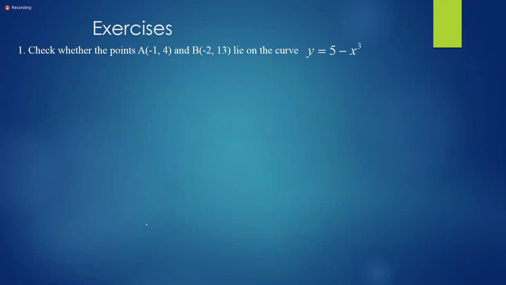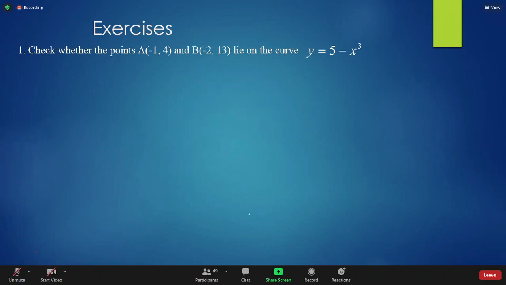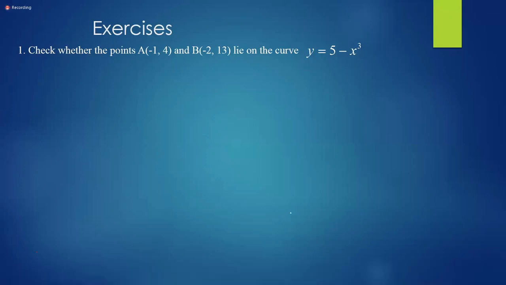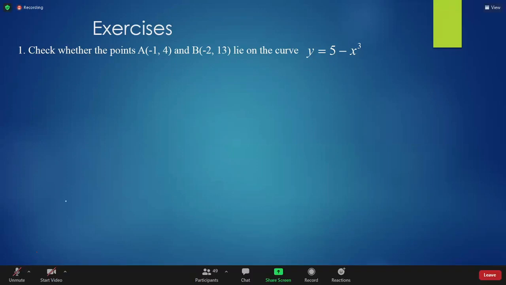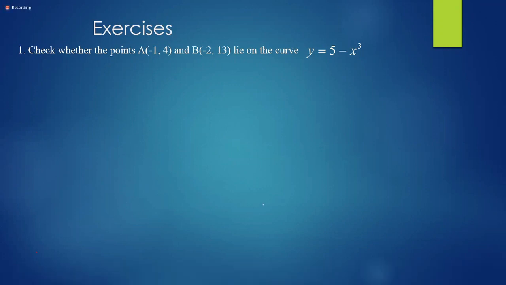Okay, next, now exercises, simple ones. How do we check whether the points lie on the curve? This is simply about understanding the meaning of the equation of a curve. Remember, the equation of a curve only works for the points that lie on this curve, and not for any other points.